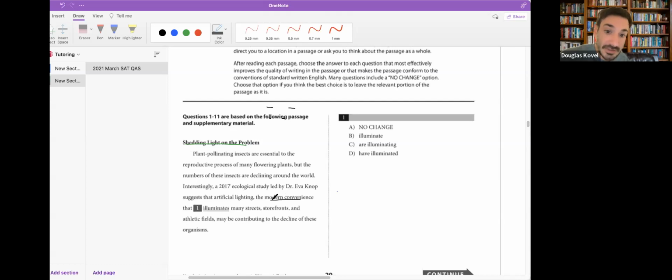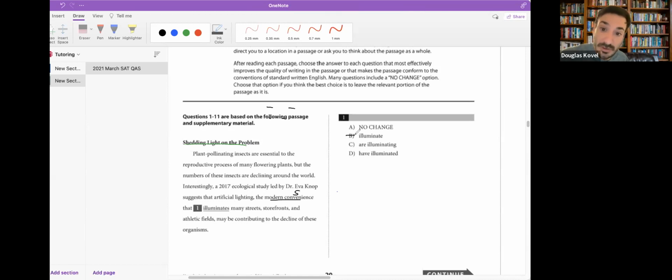So I have my subject, modern convenience. Is that a singular subject or a plural? Well, convenience is a singular term. The plural equivalent of that would have been modern conveniences. So now I need to figure out, okay, I have a singular subject, so I need a singular verb. If I look at my first choice, that seems to be good because you would say a modern convenience illuminates, whereas modern conveniences illuminate.